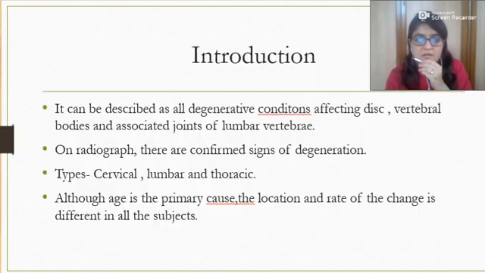So here we begin. Coming on to the introduction, it can be described as all the degenerative conditions which affect the disc, vertebral body, and the associated joints of the lumbar vertebra. And on the radiograph, we can easily see the signs of degeneration, and that's how we can confirm it. The types of spondylosis are cervical spondylosis, lumbar spondylosis, and thoracic spondylosis. As the age increases, the chances of getting degeneration will be more. Though age is the primary cause, the location and the rate of the change is different from patient to patient.